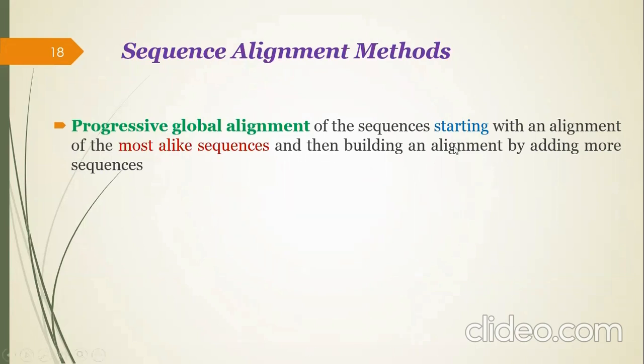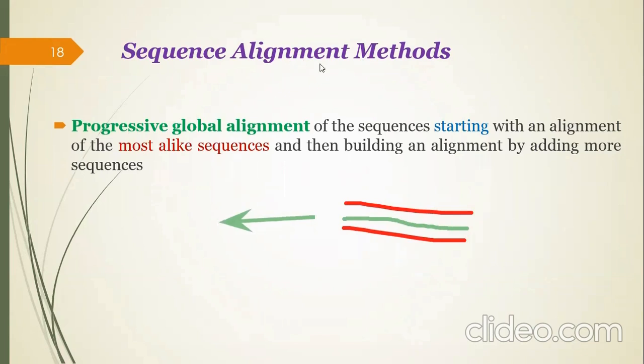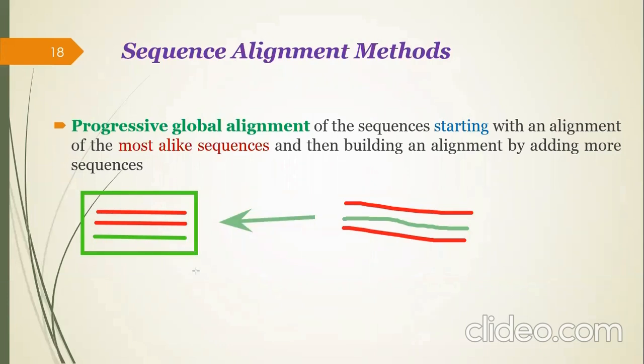Progressive global alignment of sequences starts with an alignment of the most alike sequences and then builds an alignment by adding more sequences. If we have three sequences, how will progressive global alignment work? First it will align the most alike sequences. This is a pairwise sequence alignment, and then we'll add the third sequence to align. This type of alignment will be known as progressive sequence alignment. Anybody who could explain this now?